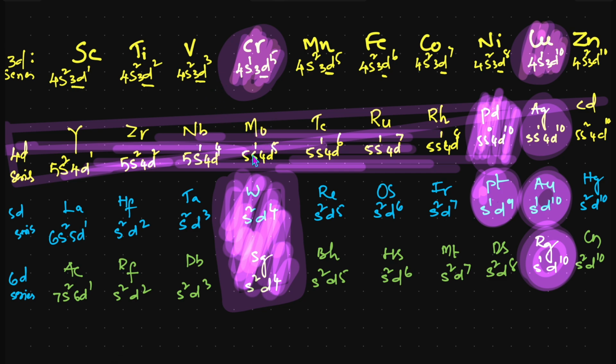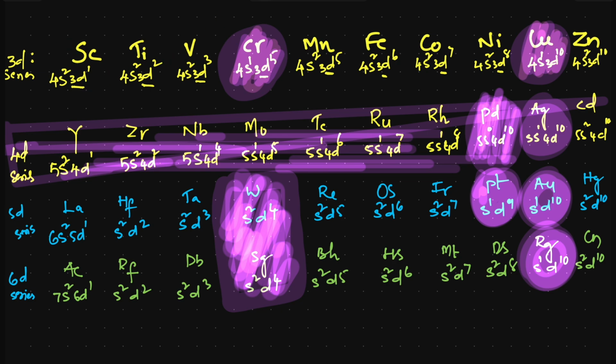Here the migration is possible. Even this is also not seen here. Only chromium has the 4s1 3d5 configuration. You don't have any element like this. 4s1 3d4 is here, right? So these are the electronic configurations, right? So one more question asked here.